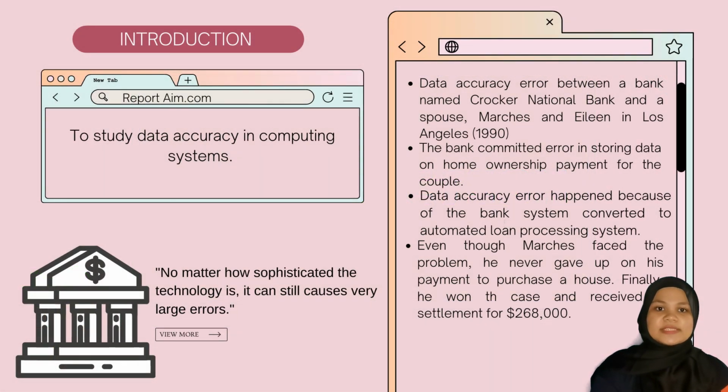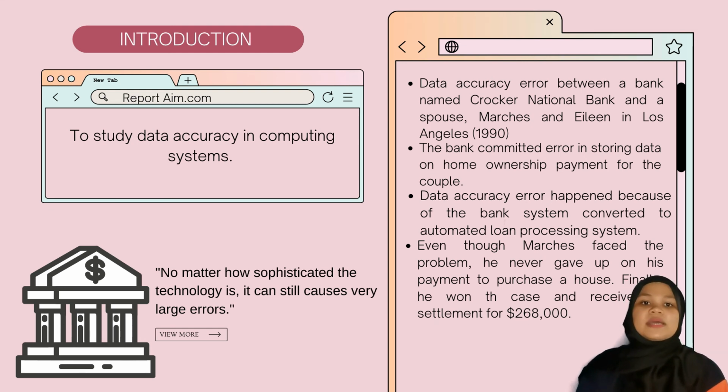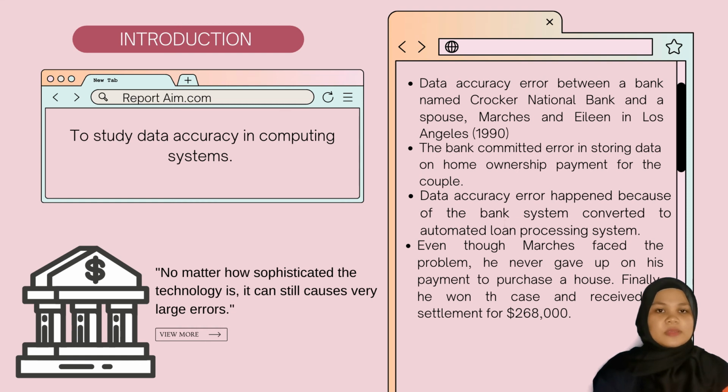Accuracy in computing system. Data accuracy error between a bank named Crocker National Bank and a couple, Marcius and Elaine, in Los Angeles, 1990. The bank committed an error in storing data on the home ownership payment for the couple. The data accuracy error happened because the bank system was converted to an automated loan processing system.